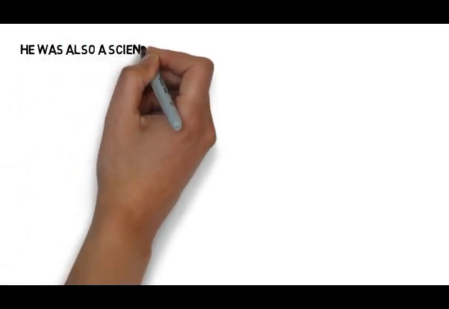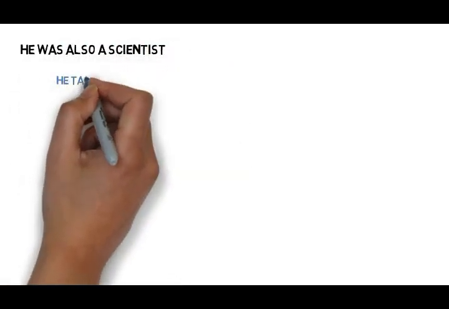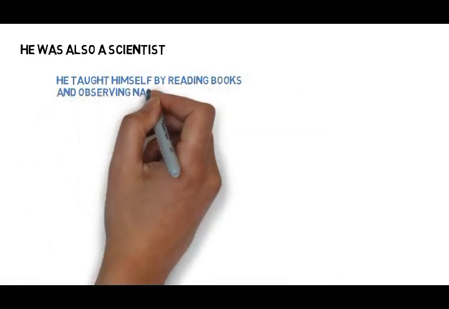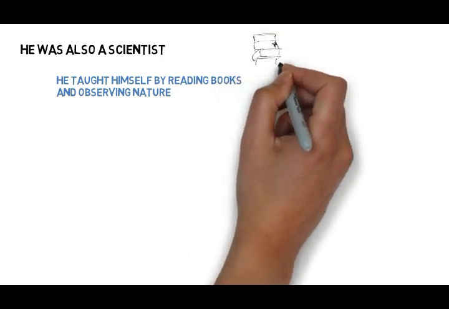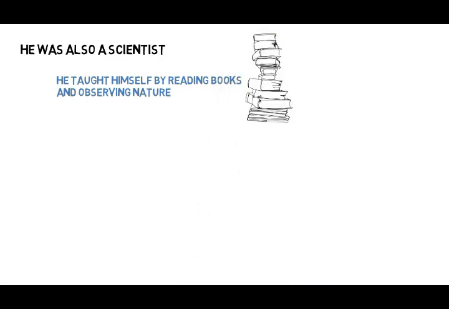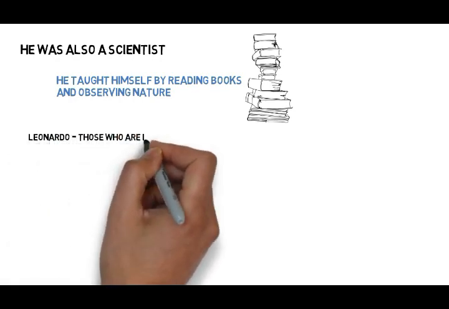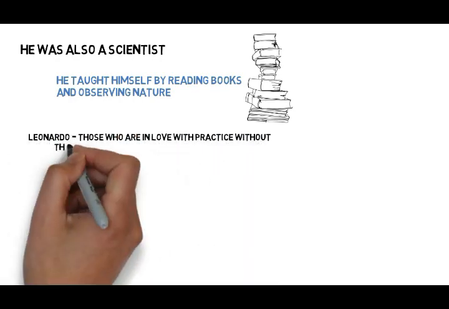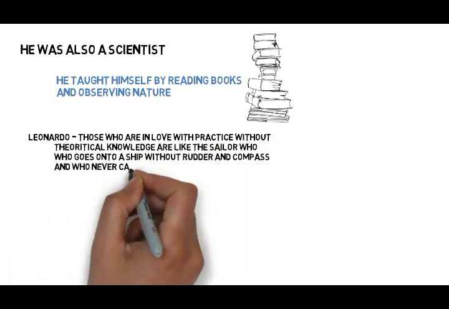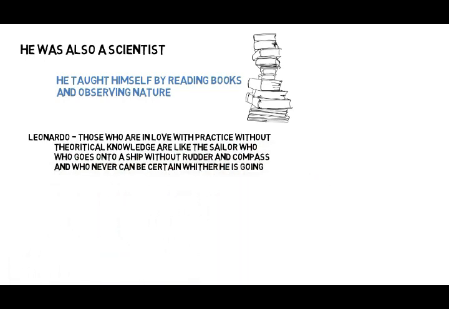Leonardo was also a scientist. Although he had no formal schooling in science and other studies, he taught himself by reading books, and most importantly, by observing nature. He put much emphasis on learning from experience, although he gradually realized the equal importance of theoretical knowledge. He said, "Those who are in love with practice without theoretical knowledge are like the sailor who goes onto a ship without rudder or compass and who never can be certain whither he is going."